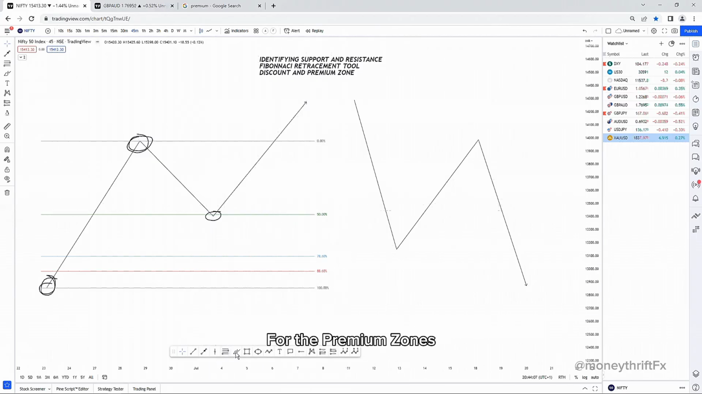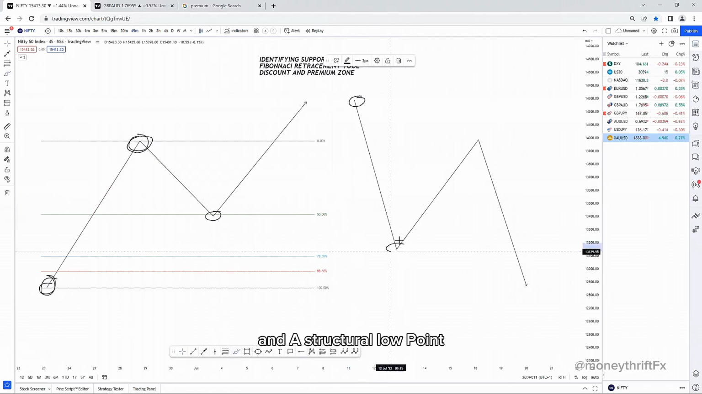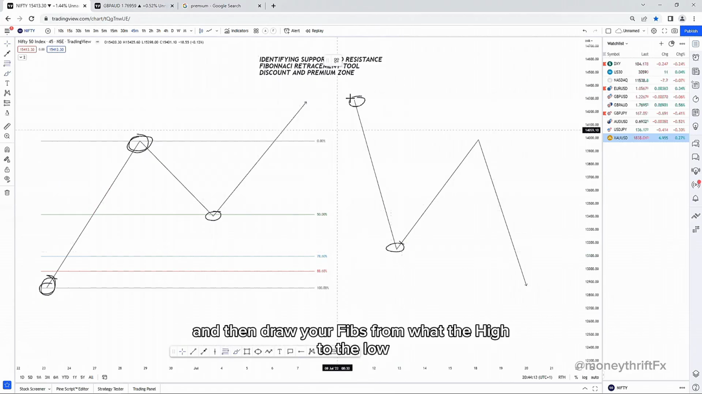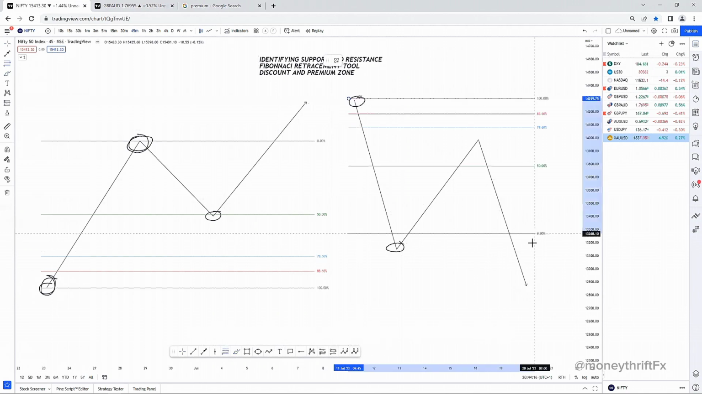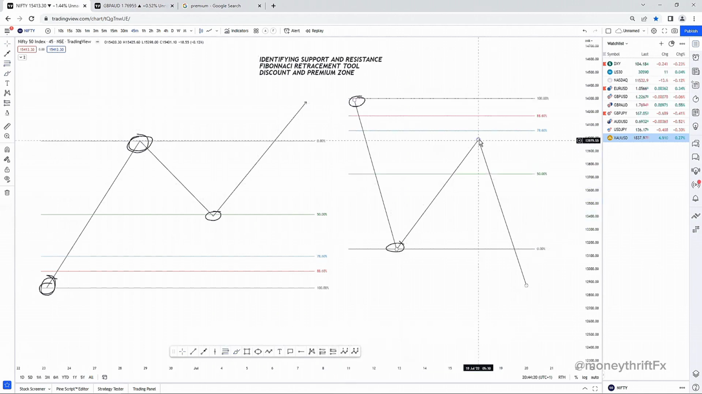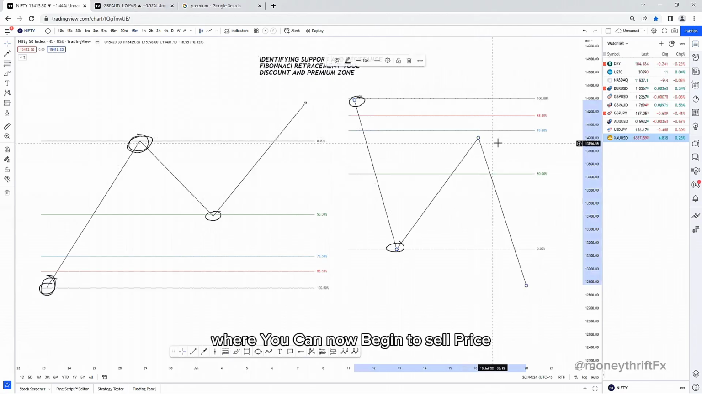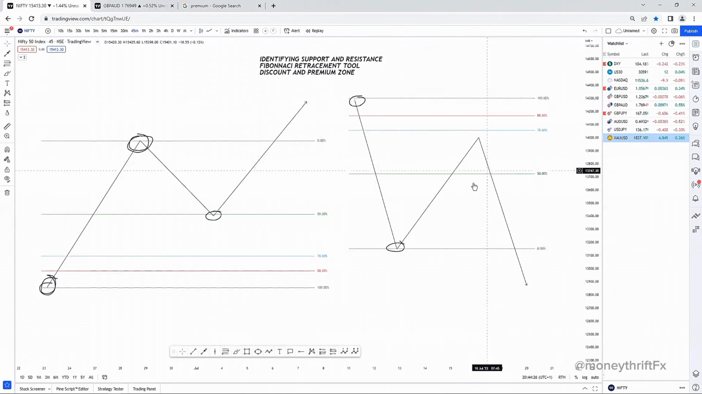For the premium zones, what you want to do is to identify what? A structural high point and a structural low point. And then draw your Fibs from what? The high to the low. And then you want to see price come here, anywhere at the 50% or above the 50%, where you can now begin to sell price from a premium zone.